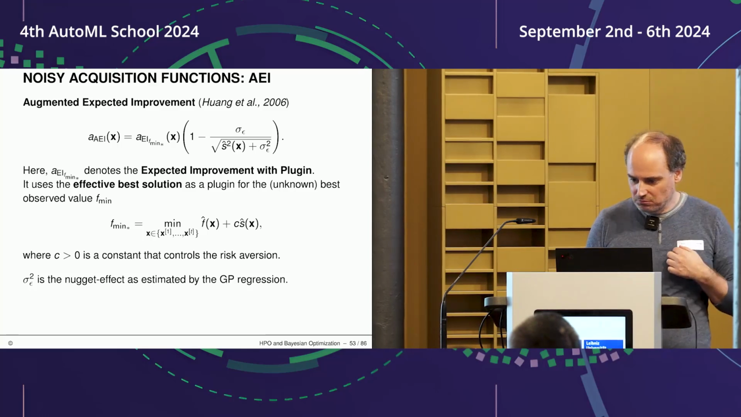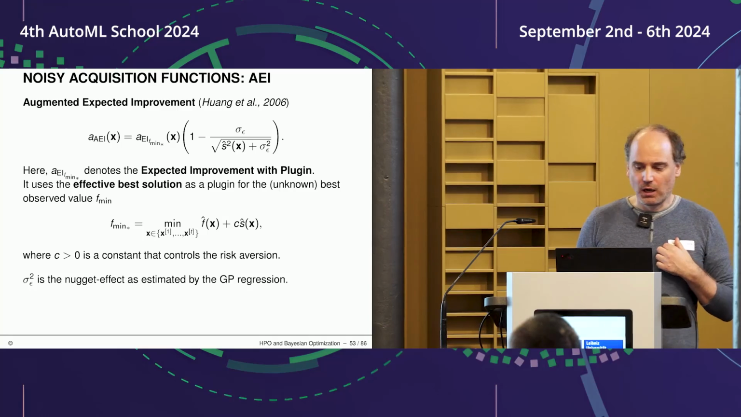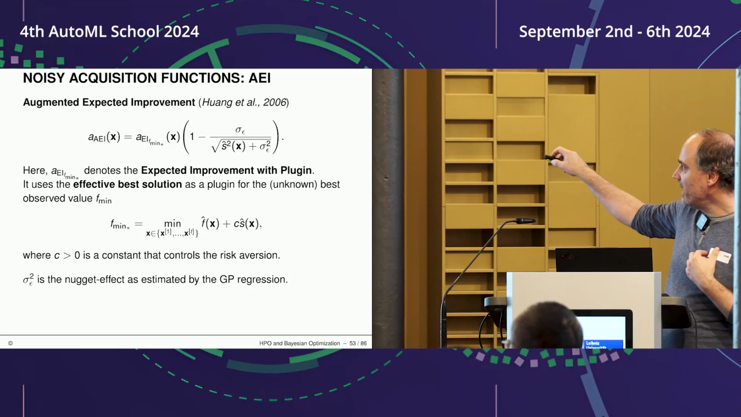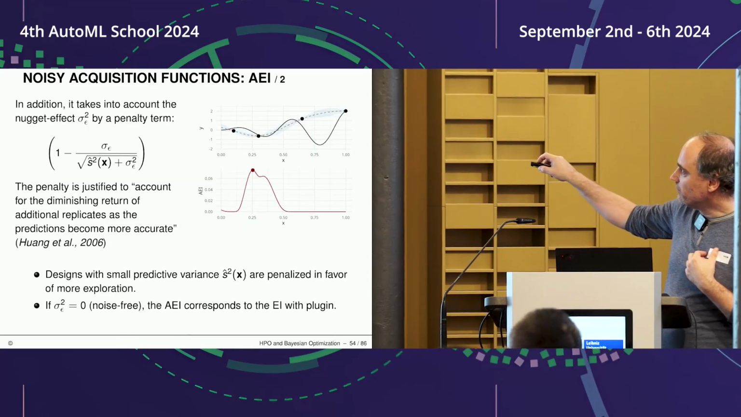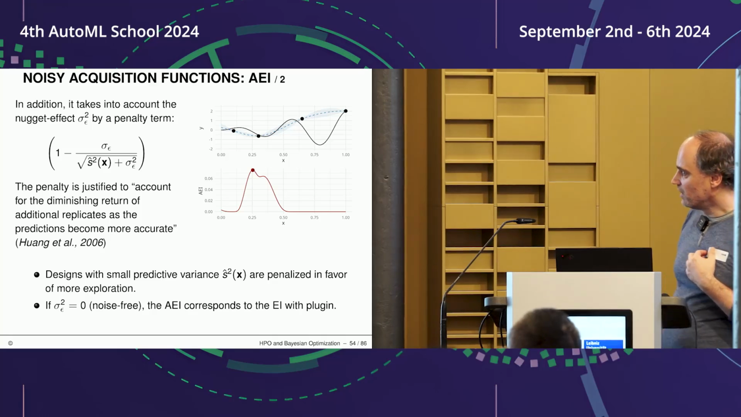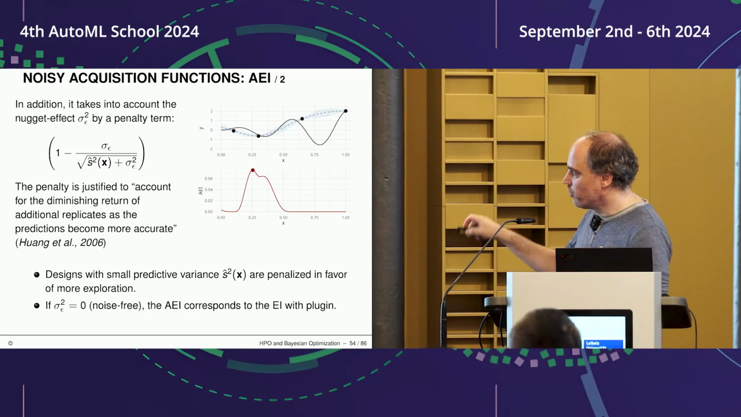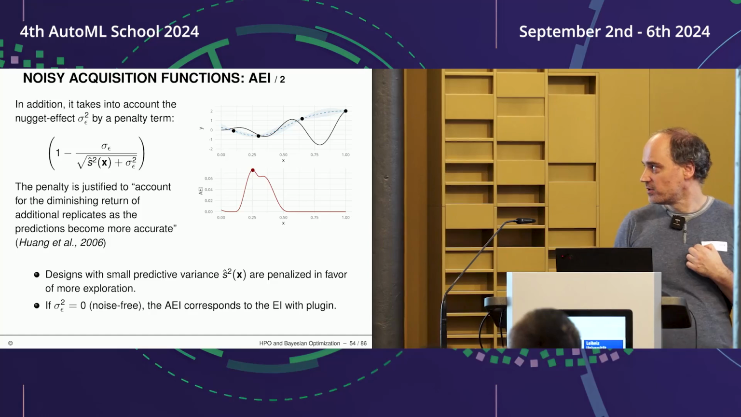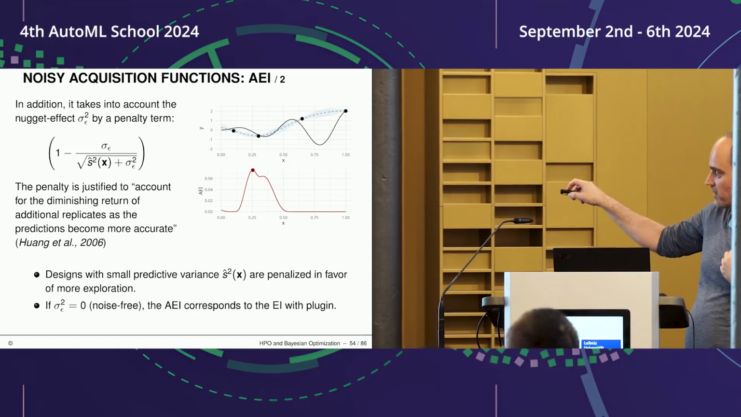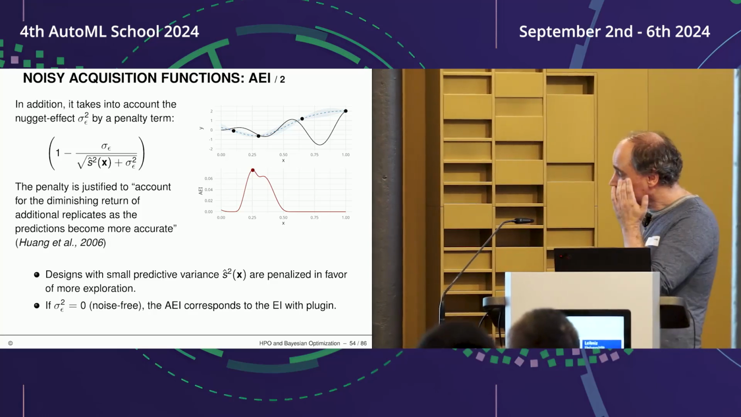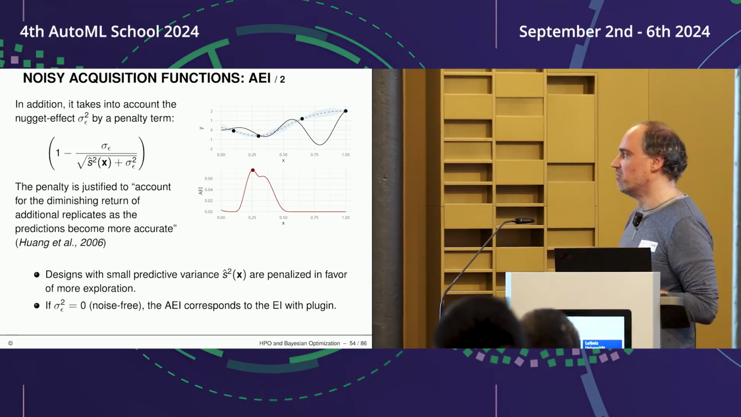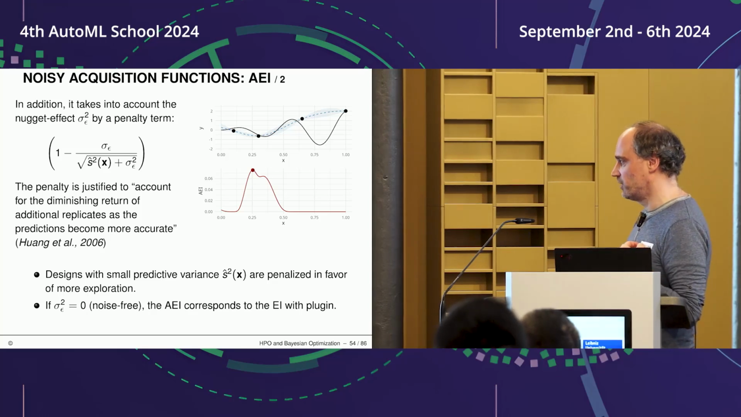So how old is this now? 20 years. And then it adds in a penalty term here, which is mainly based on this nugget effect, to account for diminishing returns of additional replicates as the predictions become more and more accurate. This is multiplied with the expected improvement with plug-in term to get a more or less reasonably well-defined acquisition function for noisy evaluation.